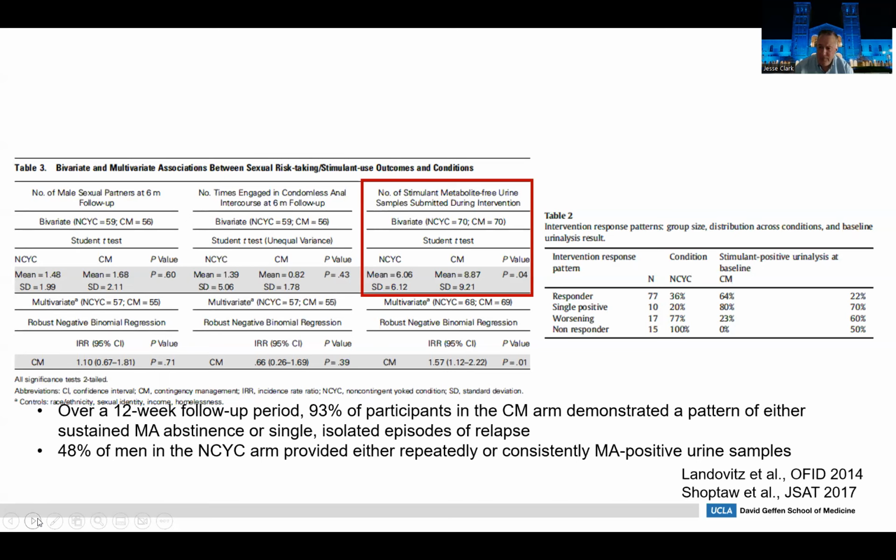And so most people were in the non-responder or worsening group, but you can see among people in the contingency management group, there's greater weight among people in the responder or single positive group, whereas in the non-contingent yoke control, many more people fell into the worsening or non-responder groups. So the overall pattern of use was different between the 2 different groups. Next slide.